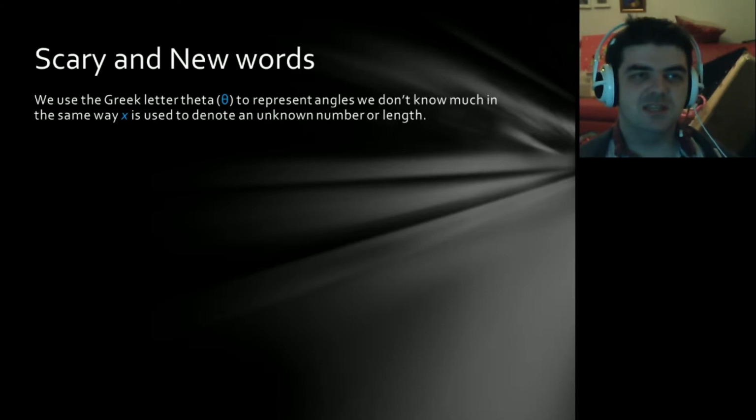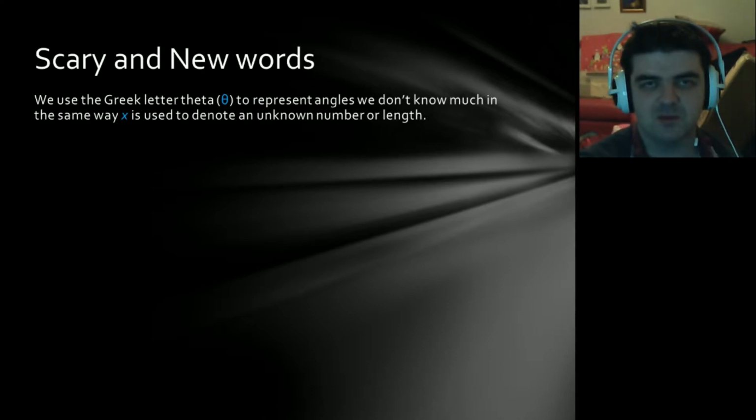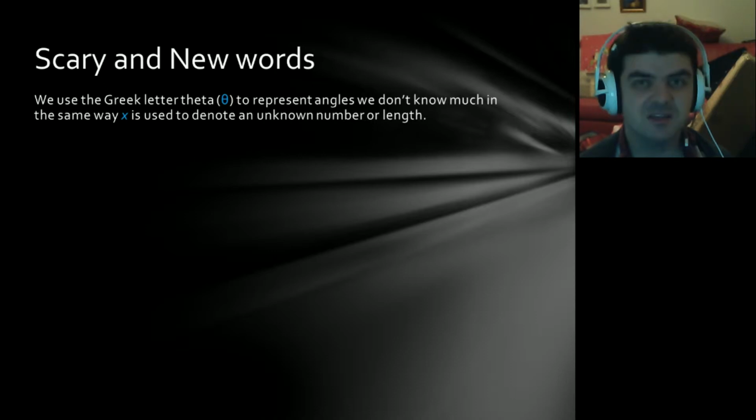We use the Greek letter theta to represent angles we don't know, in the same way that we used x to denote an unknown number or an unknown length or side previously. So in right angle triangles, we use x to represent unknown sides, and we use the Greek letter theta for angles. And what else did we use? Sigma last year for working out the mean, isn't that right? Building up our knowledge of Greek letters.